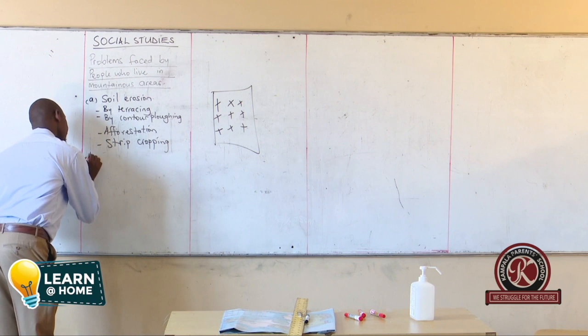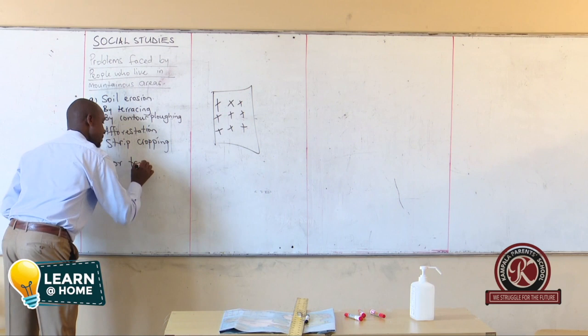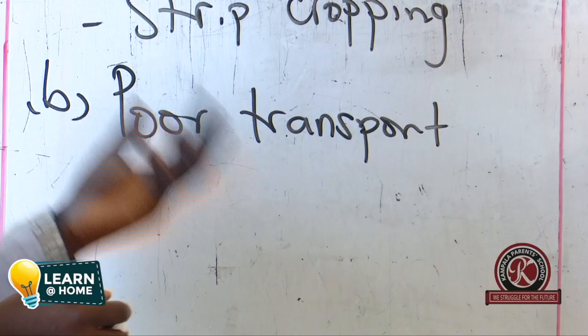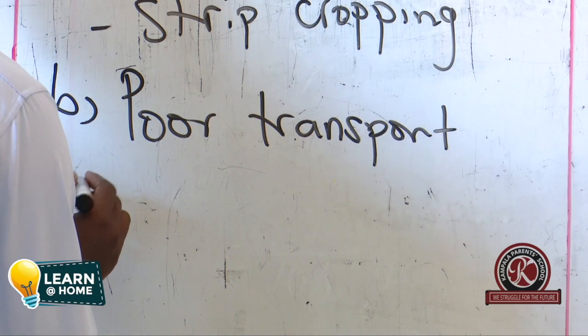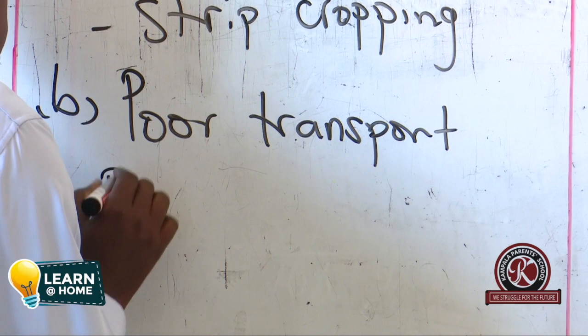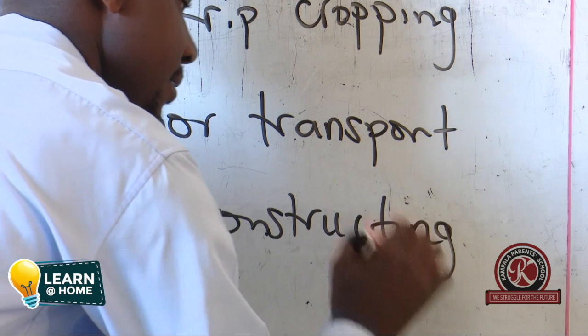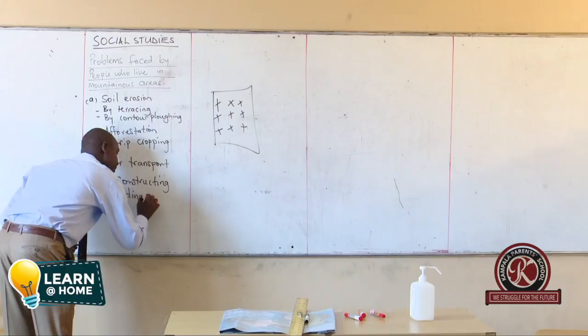Then we can talk about poor transport. In mountainous areas, there's a problem of poor transport. How is it caused? The steep slopes make road construction difficult. How can it be controlled? By constructing winding roads.